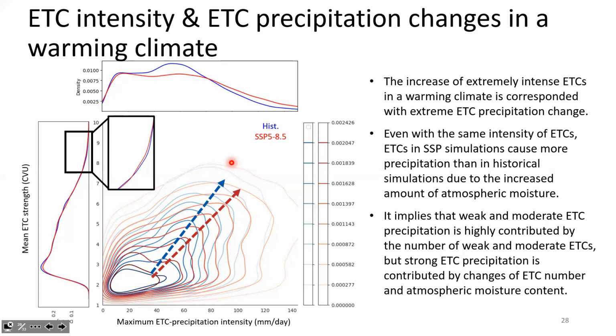Actually, I didn't bring that figure, but I did. In the model, cyclone precipitation efficiency is much lower than observation. I don't know why, but yeah.